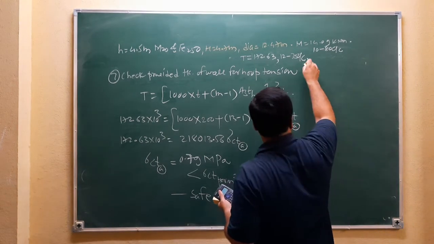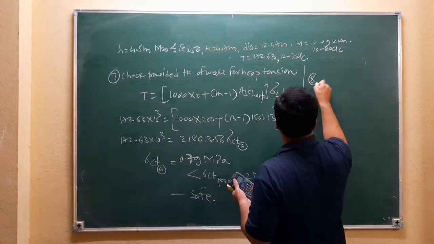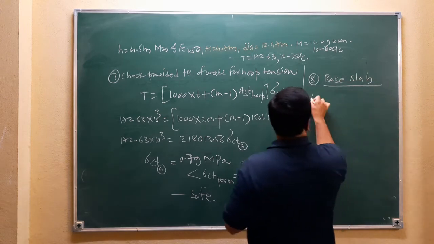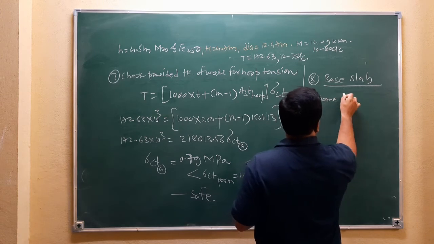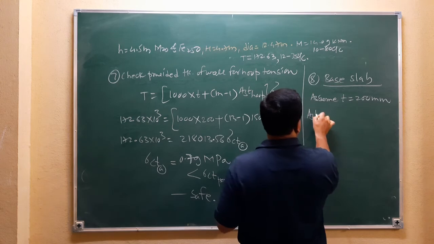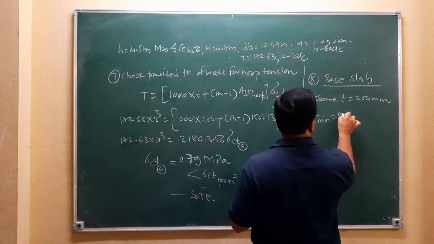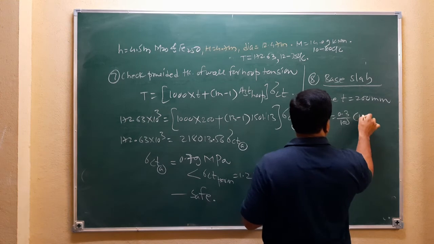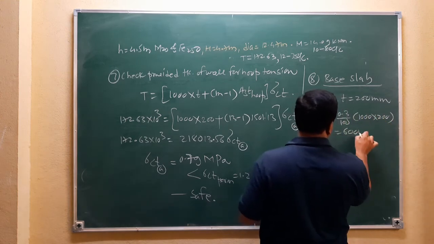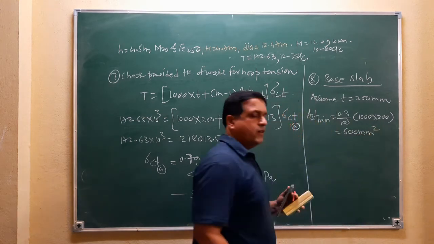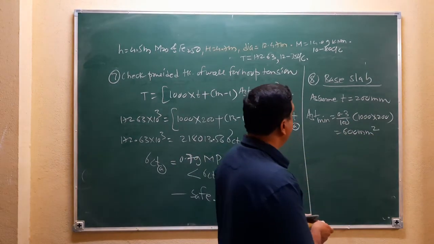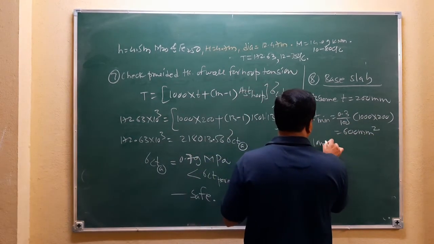Now the last step, step number 8, base slab. Assume thickness of base slab is 200 mm. Provide the AST minimum. AST minimum is 0.3% of gross cross sectional area of concrete. It is 600 mm square. 0.3% of gross cross area of concrete is 3 into 600, and provide 10 mm bar.